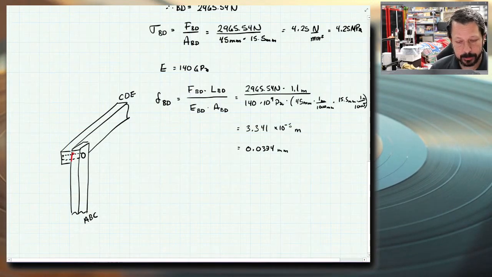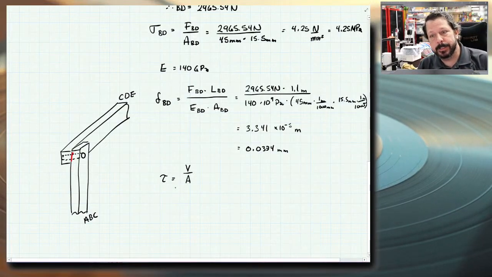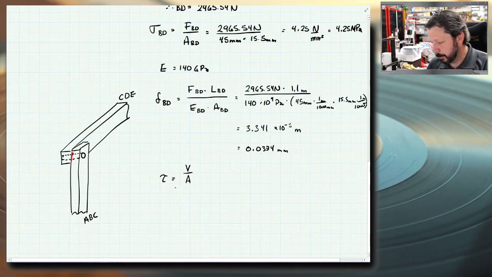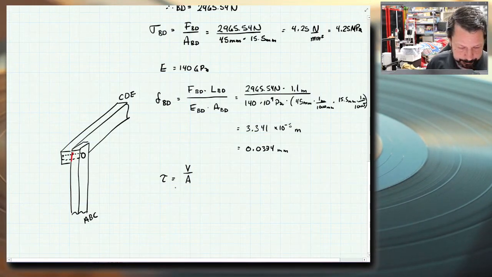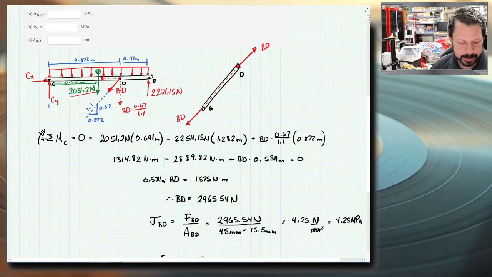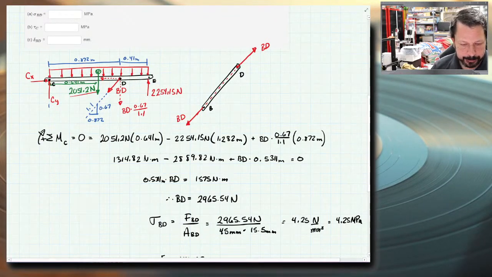So what this controls is our calculation for shear stress, tau equals V over A. It controls that area. How many areas have to shear in order for this to come apart? Single shear means one area has to shear. Double shear means two areas would have to shear. But we don't know V yet. V is going to be the resultant of CX and CY, those pin reactions at C, and we don't know either one of those.